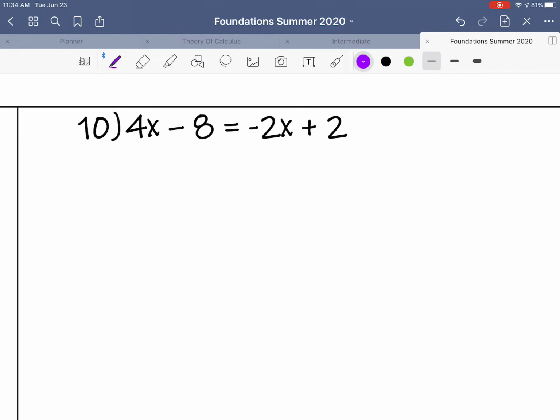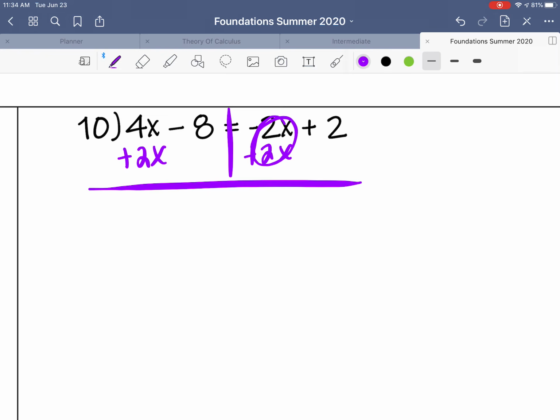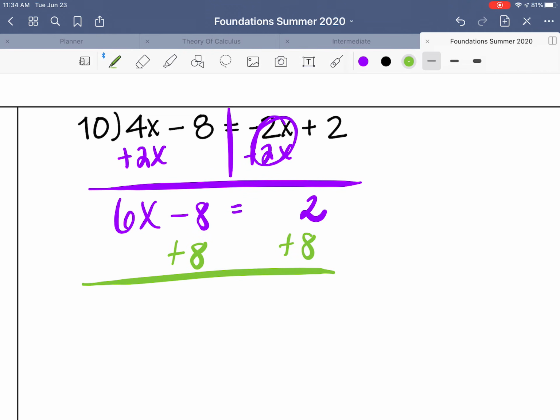All right. Let's practice a little bit. Here's my boundary. I'm going to move this 2x. That makes 6x minus 8 equals 2. I'm going to move this 8. That makes 6x equals 10.